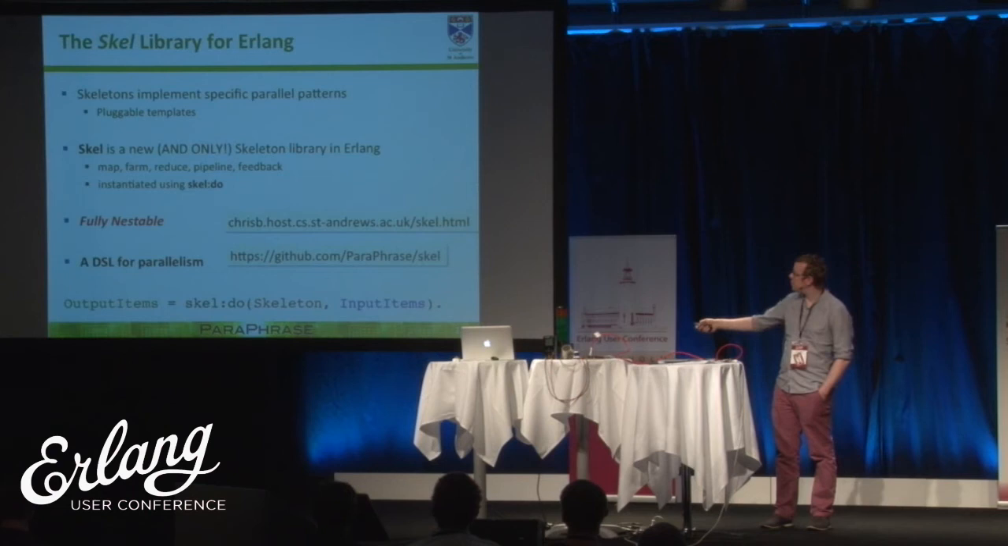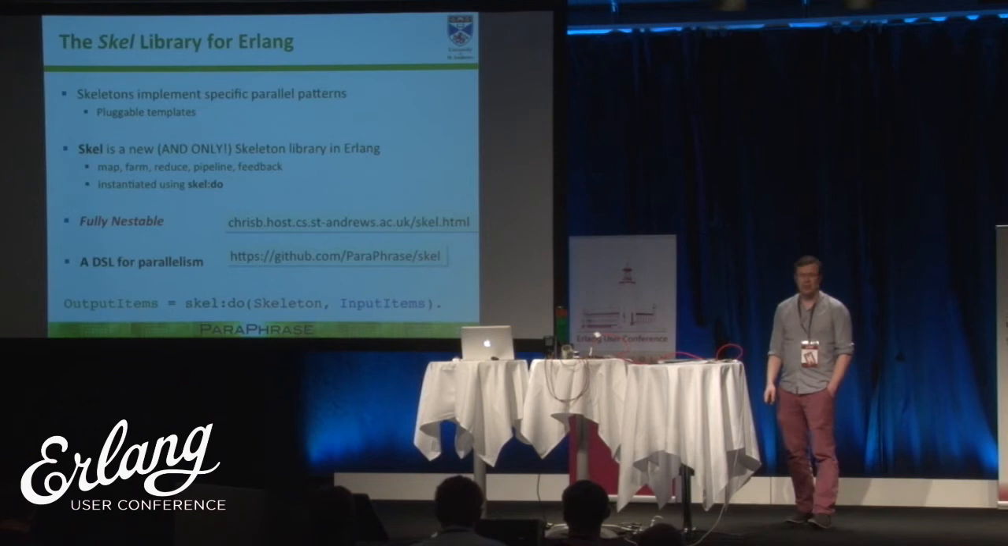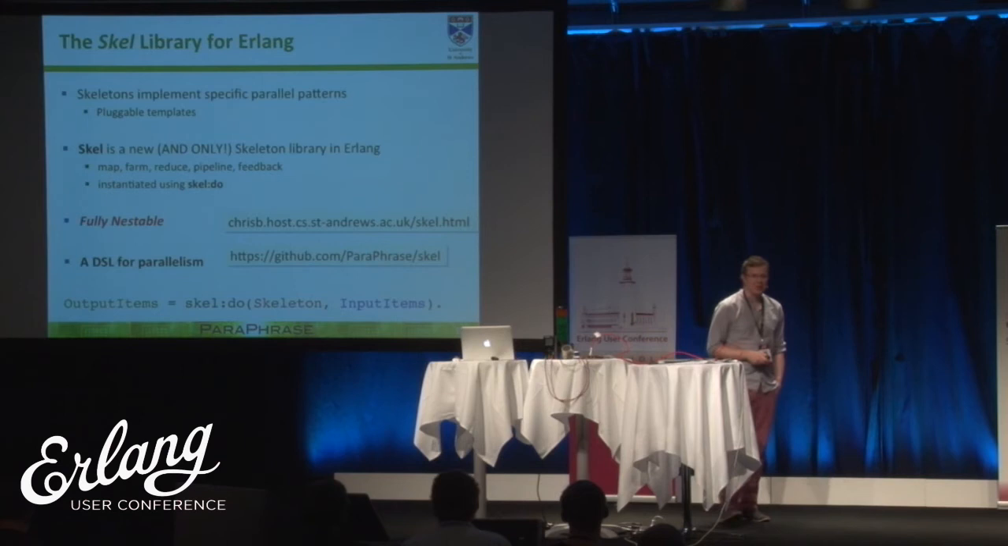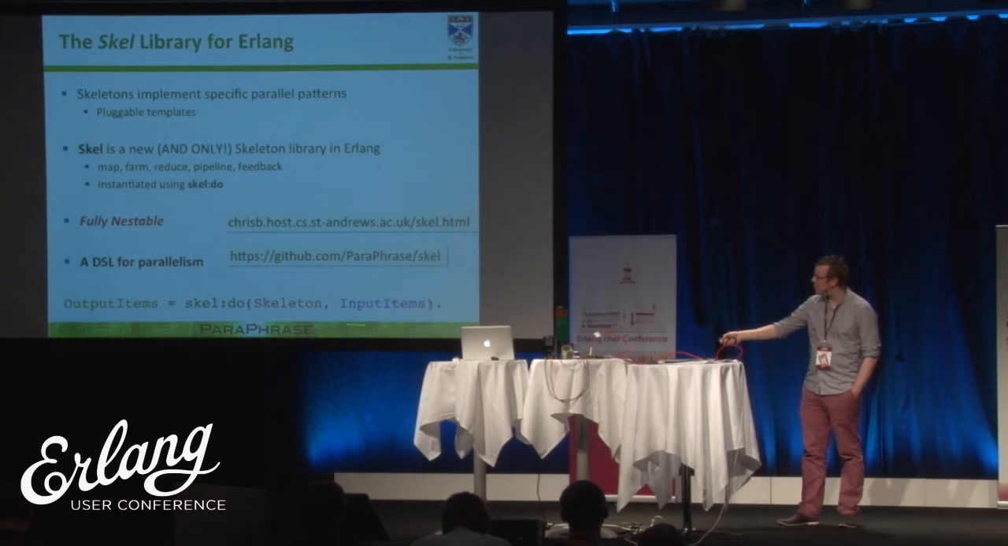The general API is very simple. You just call a function do in the module skel. You pass in the type of pattern you want. This is a nestable thing. And then you pass in your inputs. And it handles all the parallelism for you. And it's completely implemented in Erlang. There's no magic going on here. It's not calling C or anything. It's calling Erlang processes in the background. But it just provides a nice high-level, higher-order interface to the parallelism.